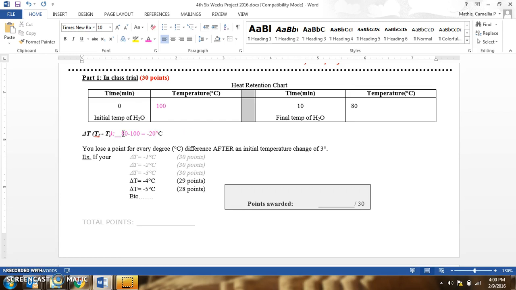As far as point values are concerned, we'll go ahead then and take that number and subtract 3 from it, since you guys are allowed to lose 3 degrees, and we find out that this kid gets a total amount of points for section 1 as 17 points earned. 17 points out of 30.